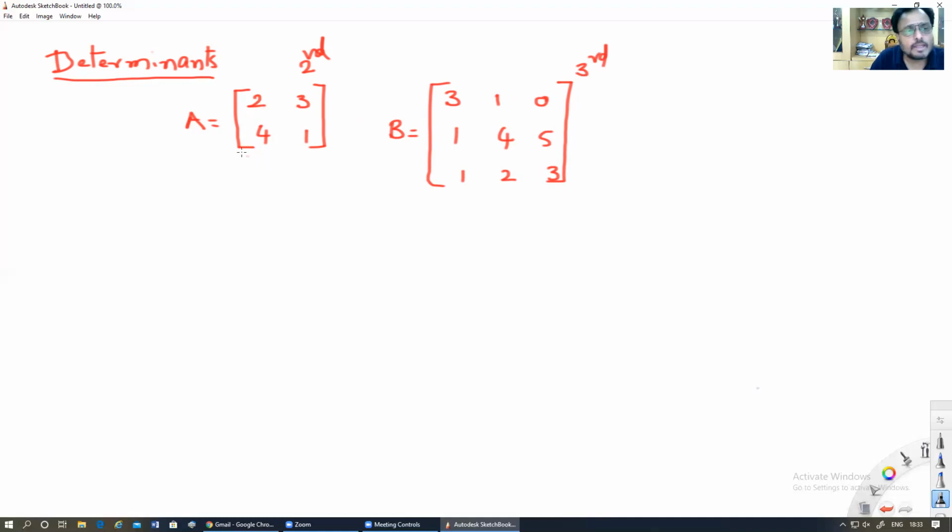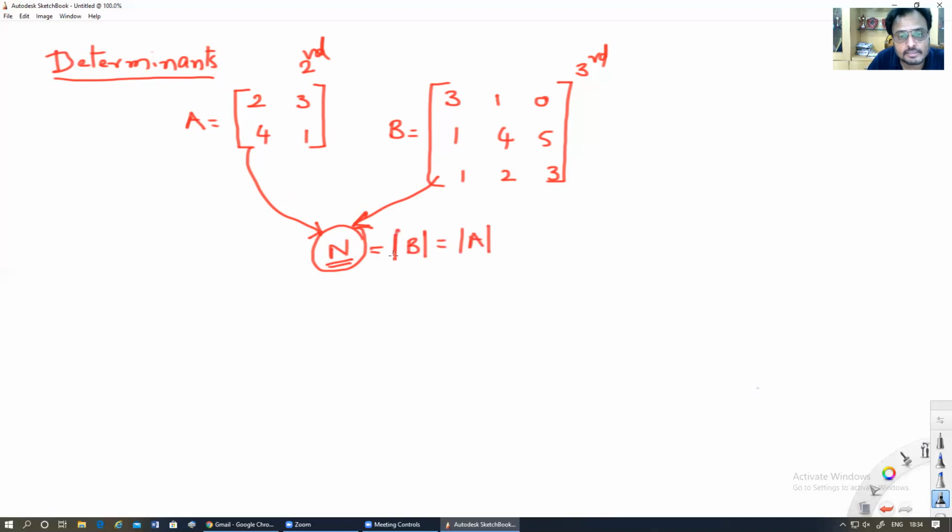But dear students, every square matrix is associated with some number, that is called a real number. Any square matrix, it may be 2 by 2, or 3 by 3, or 4 by 4, is associated with a real number called its determinant. This number is going to be called the determinant of B or determinant of A.